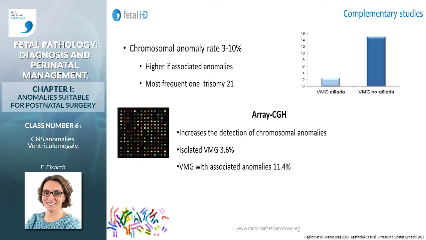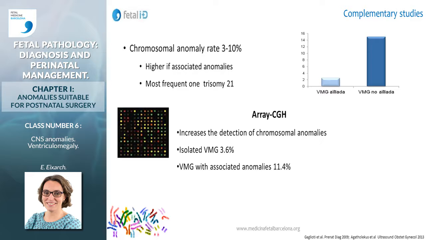Regarding the chromosomal anomalies, the rate of associated anomalies is between 3 and 10% of cases, and as you can see, it is more frequent in those cases in which there is a structural associated anomaly, multiplying by 4 the risk in comparison with the isolated cases.